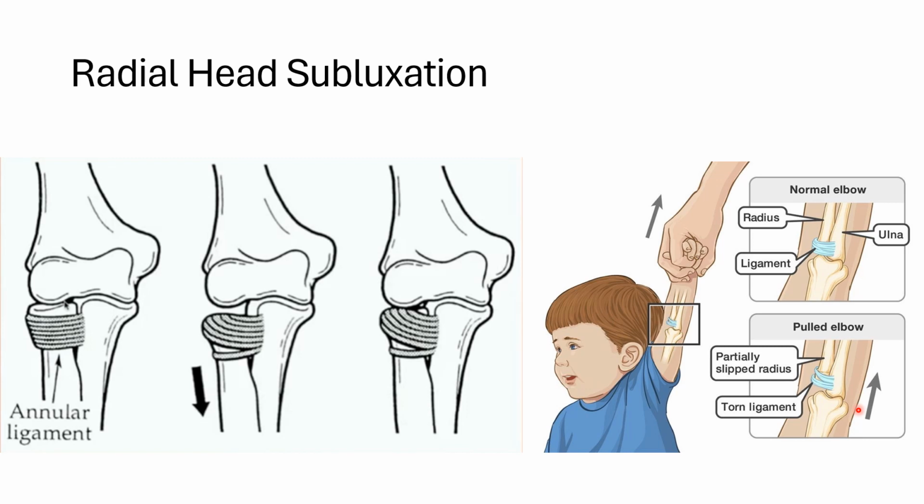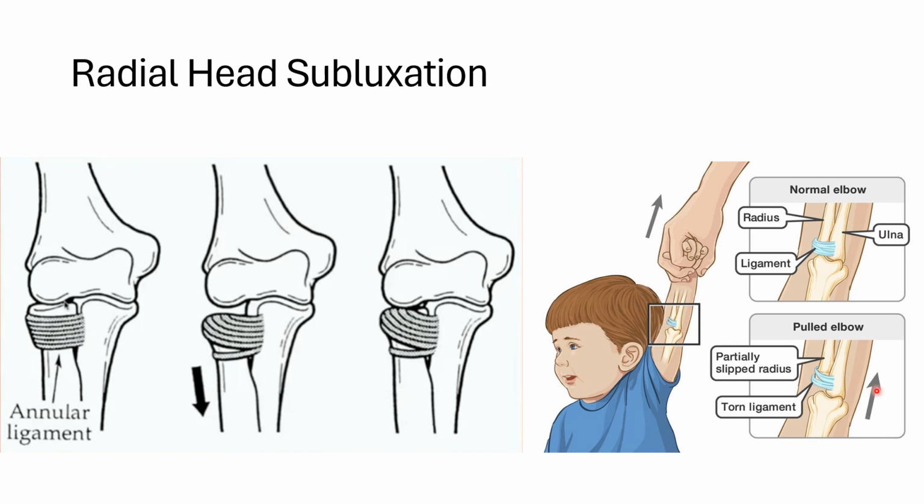The most common etiology of radial head subluxation is traumatic: sudden axial traction of the pronated and extended forearm. This is the pronated and extended forearm. Here someone is pulling this. This is axial traction.